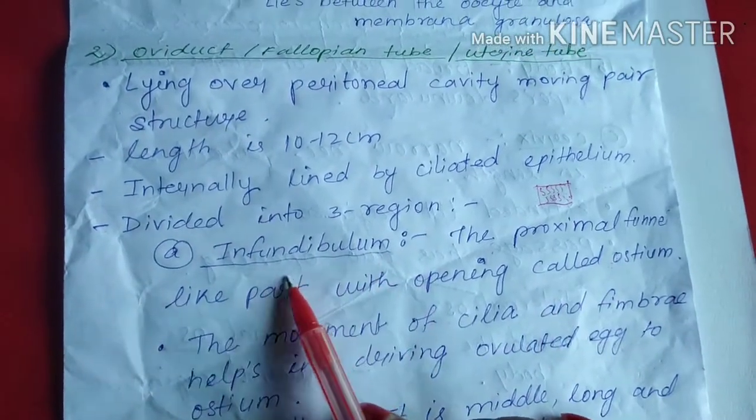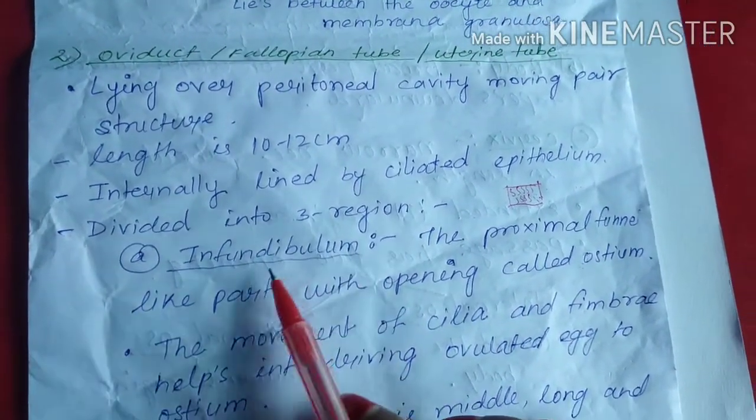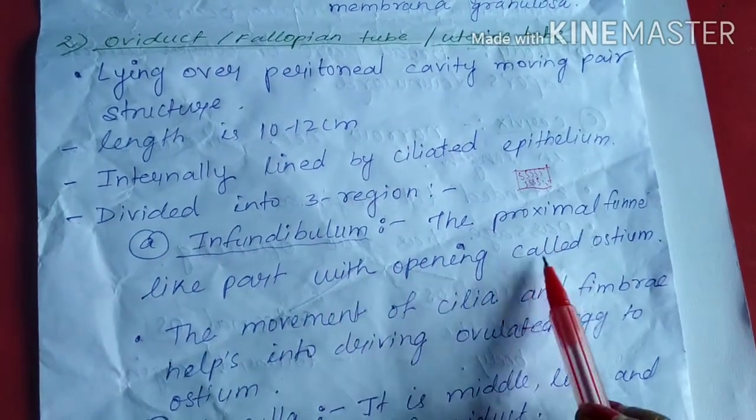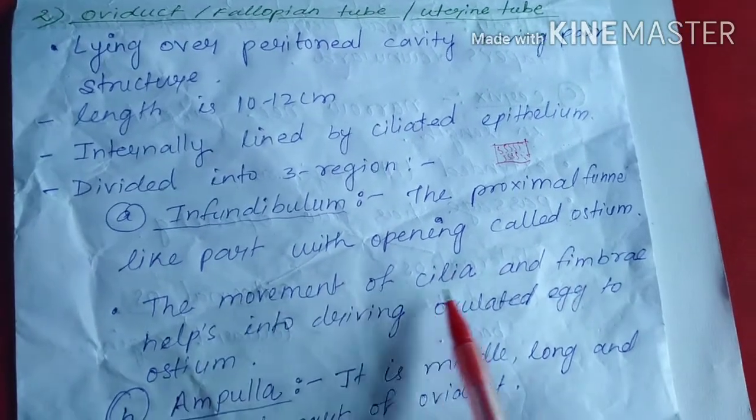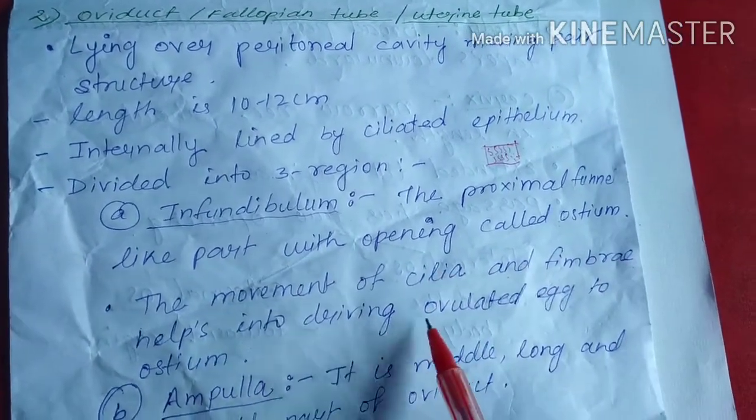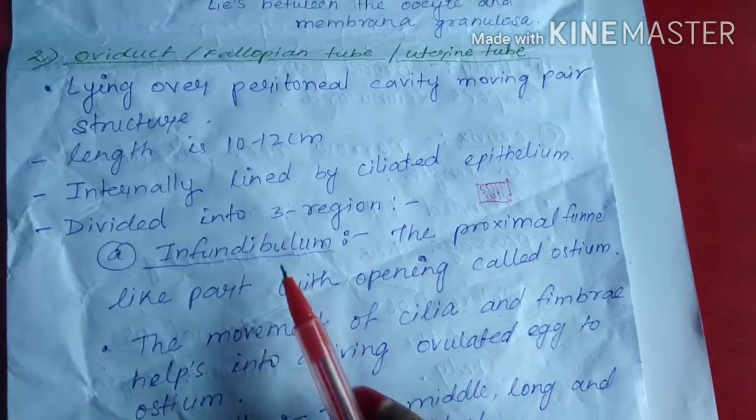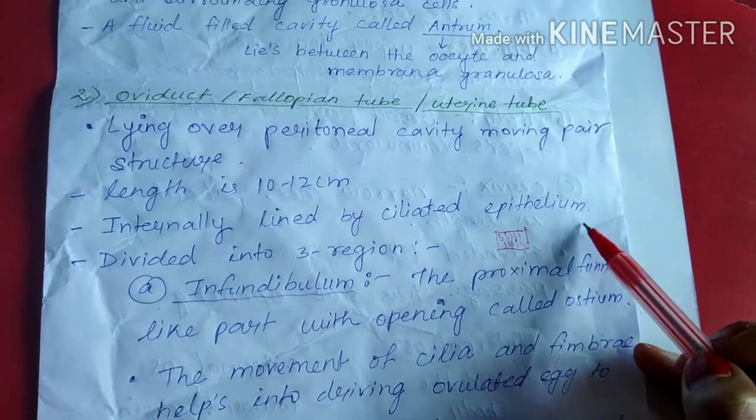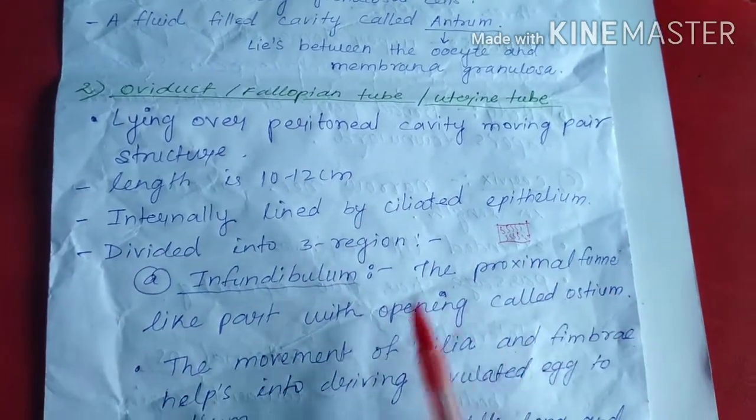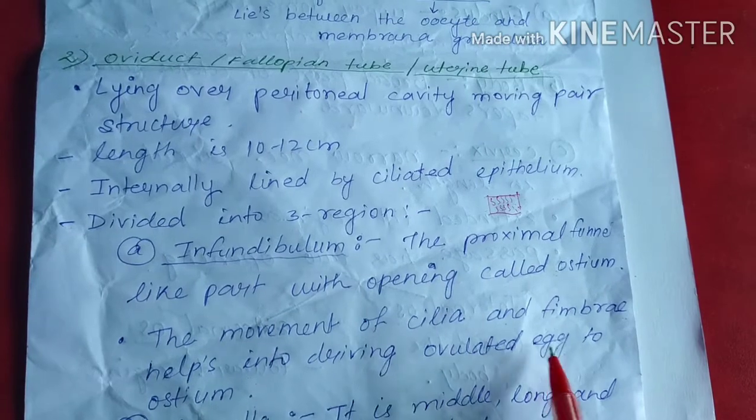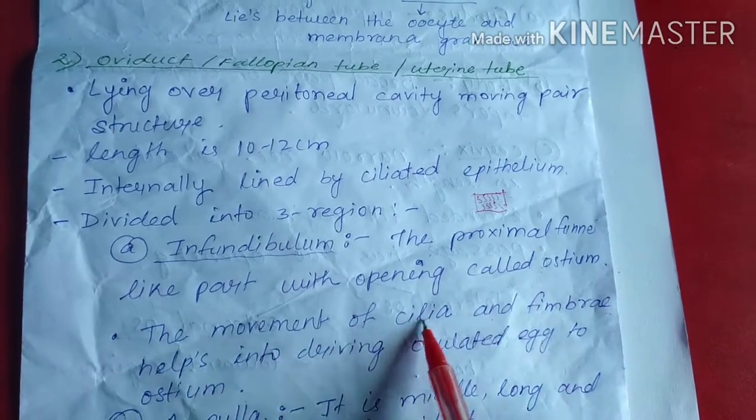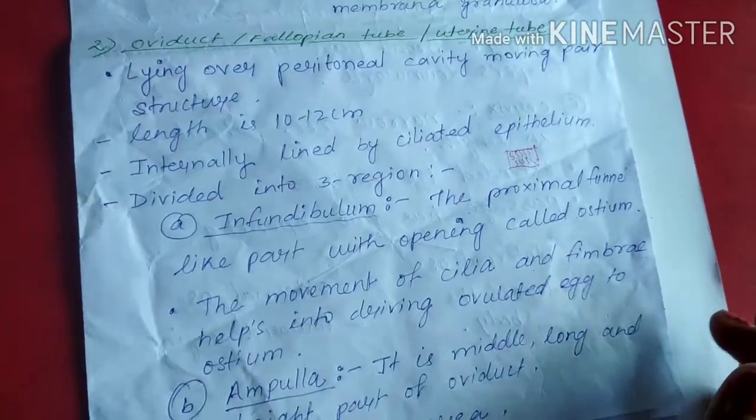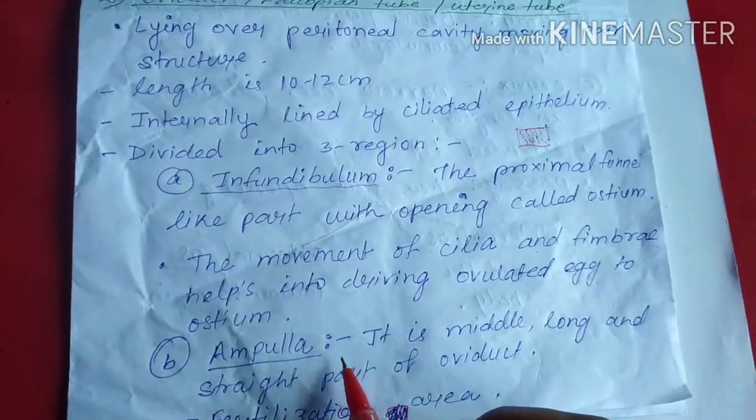So first of all we will see the infundibulum. What is infundibulum? The proximal funnel-like part, whose opening is called ostium. The movement of cilia and fimbriae helps in driving the ovulated egg to the ostium. The infundibulum is the fimbriae portion, from where the ovulated egg is moved through cilia, and the fimbriae help in driving the ovulated egg to the ostium. And then second is ampulla.